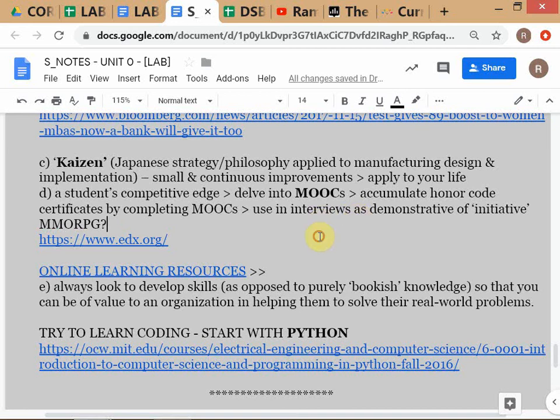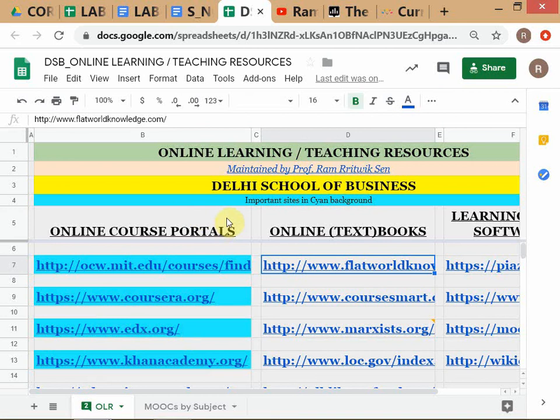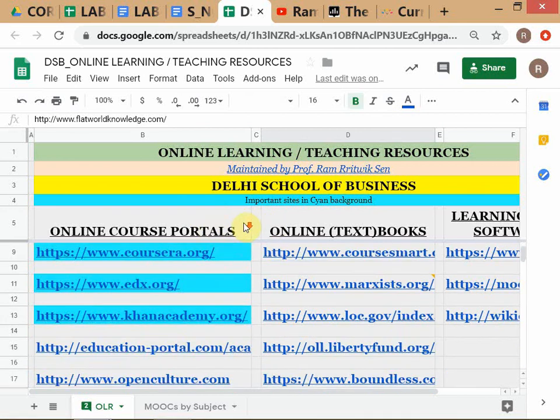On the point of improvement, I will just introduce you to this file, which is also in your folder. If you click this, you'll find this. This is a sheet which I maintain, which has links to all these course portals. Now, what I would emphasize is two things. First, please emphasize your PGDM program first.